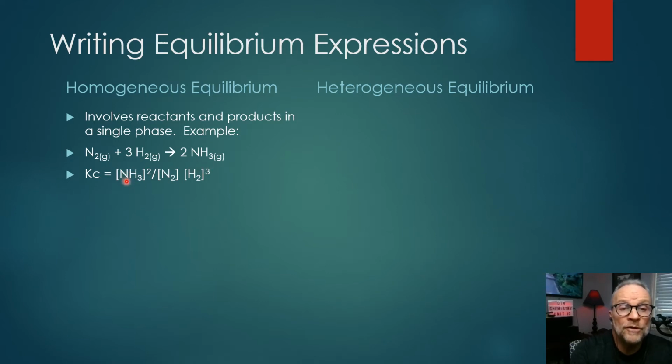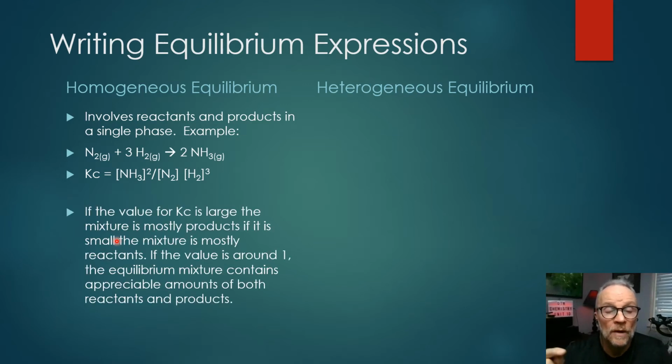It could be the partial pressure of ammonia raised to the second divided by the partial pressure of nitrogen times the partial pressure of hydrogen raised to its coefficient. If the value of Kc is large, the mixture is mostly products. If it is small, the mixture is mostly reactants. If the value is around 1, the equilibrium contains appreciable amounts of both reactants and products. So they're close to being the same amount of each if the value is close to 1.